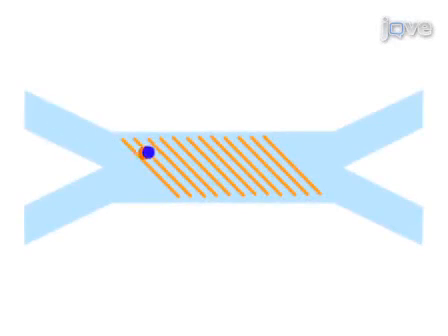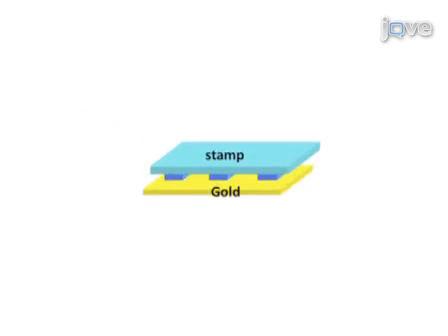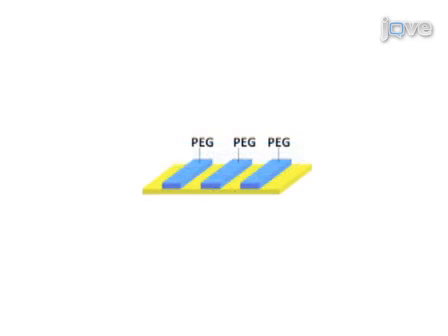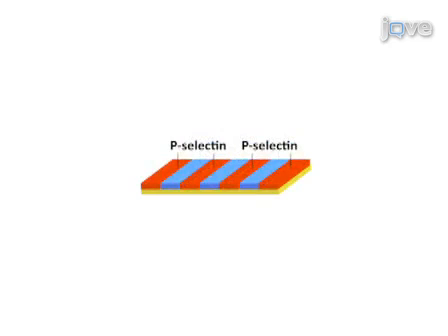This protocol observes and analyzes cell rolling trajectories on asymmetric receptor patterns to facilitate engineering of receptor-patterned substrates for label-free cell separation and analysis. Begin by microcontact printing of PEG molecules on a gold substrate to create alternating patterns of self-assembled monolayers, followed by backfilling the substrate with p-selectin receptors.